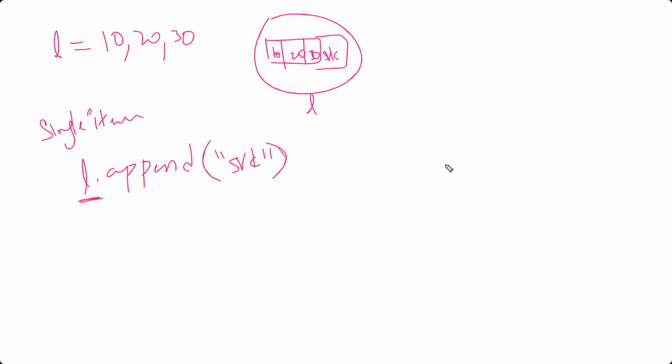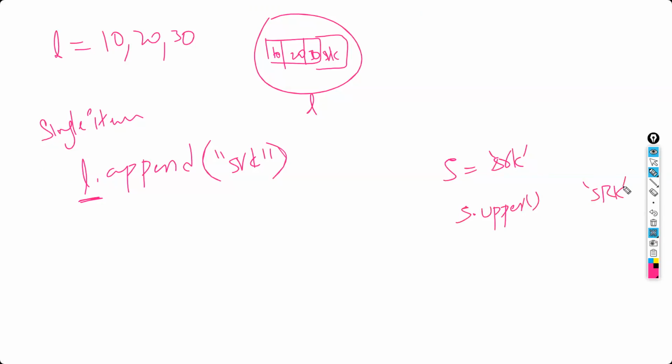Sir, for example, string S is equal to small letters SRK. Now I am going to do S dot upper. Okay, S dot upper means caps lock SRK. Now where it is getting stored? No, it is not getting stored. Now if you print S, what is print S? It is small SRK only. It is not caps lock SRK because it is not storing. It is executed but not stored. But here executed along with the stored.